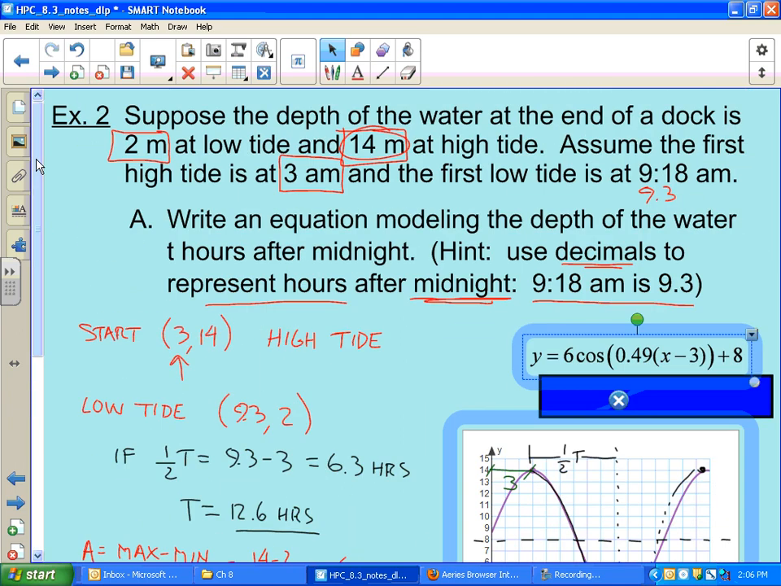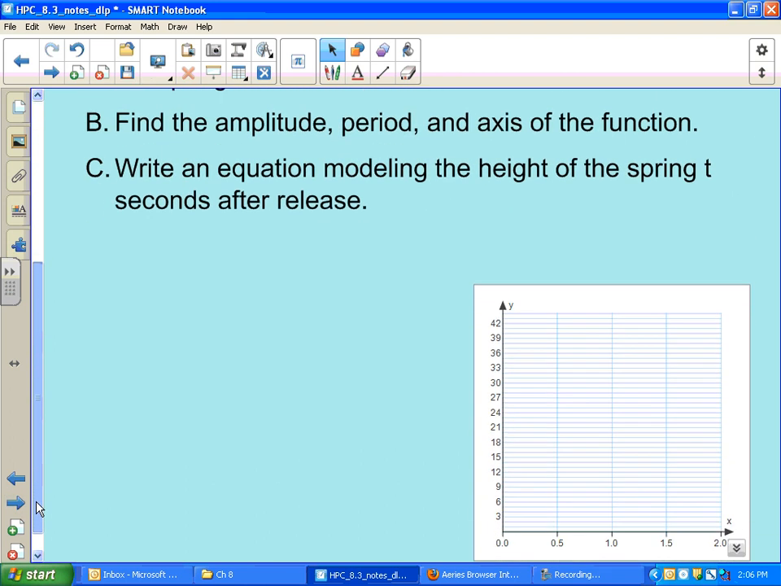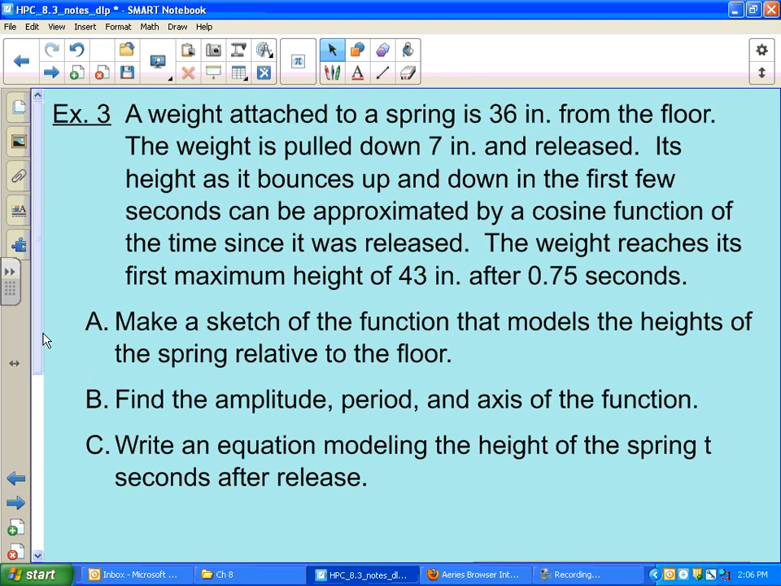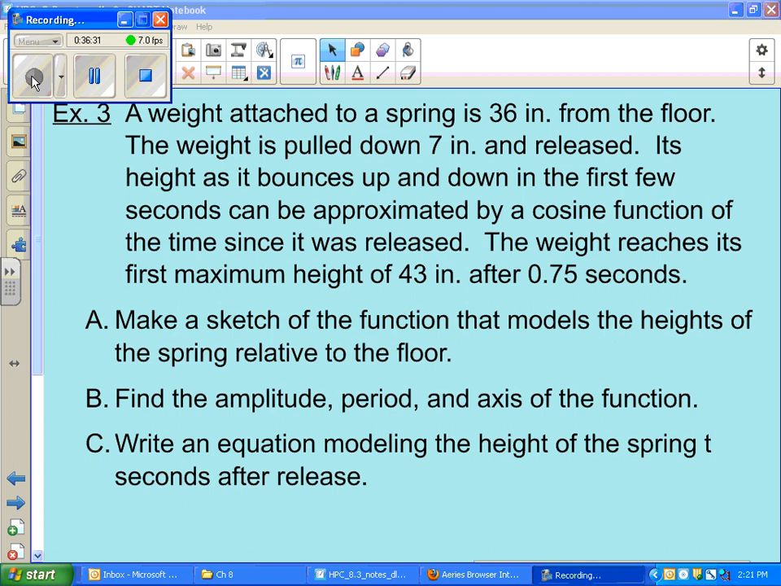All right. If there are no questions, then let's try on our own. Or maybe we should do one more example. What do you guys think? Want to do this? No, let's do this one on our own. Partner up. We're going to partner up for this one. All right, you guys help me out here.